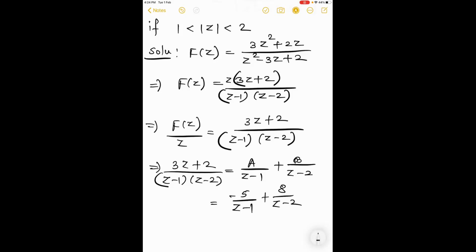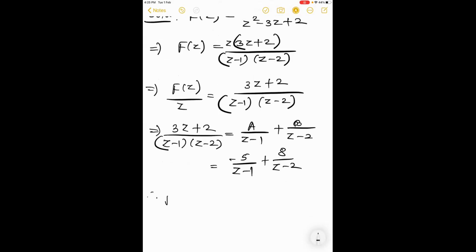And now the next part is simple. Therefore, F(z) is equal to minus 5 Z upon Z minus 1 plus 8 Z upon Z minus 2. Take its inverse on both sides.